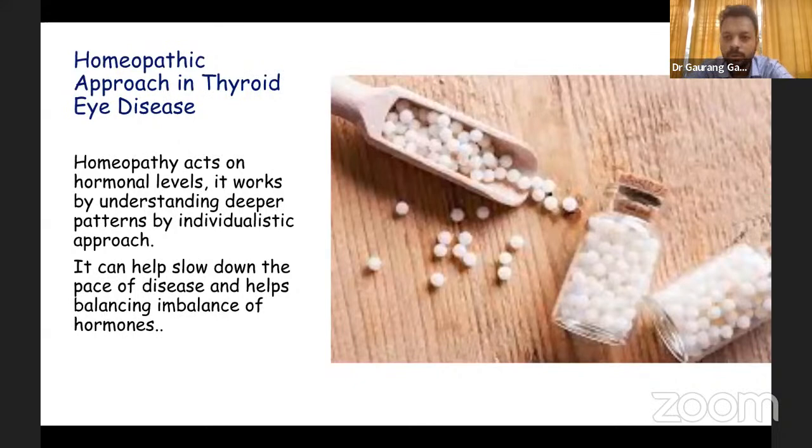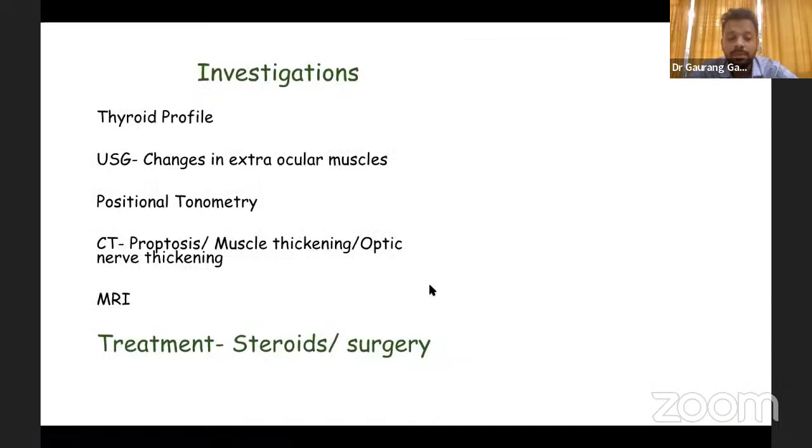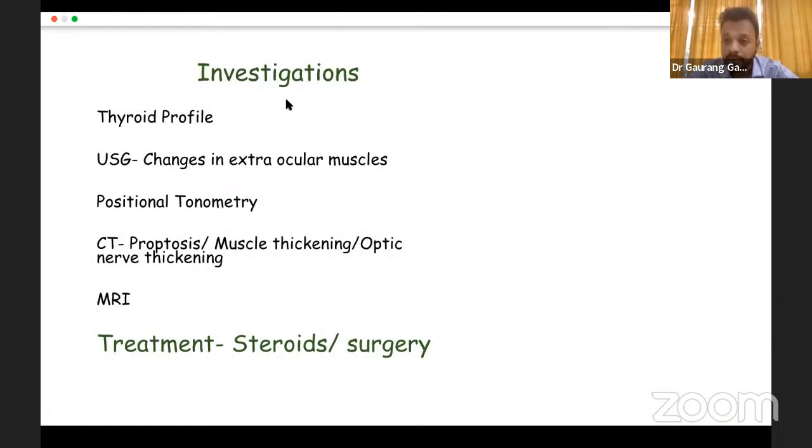And I want to talk to you about the homeopathic approach. As you know, one of the biggest pandemics in today's time, more than COVID, is hormonal disorder, lifestyle disorder, and autoimmune diseases. These cases have been increasing a lot all over cosmopolitan cities and everywhere. And in such cases, typically hormonal cases, homeopathy has some very beautiful results.